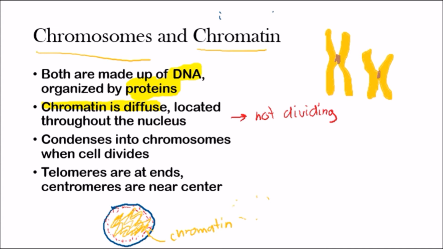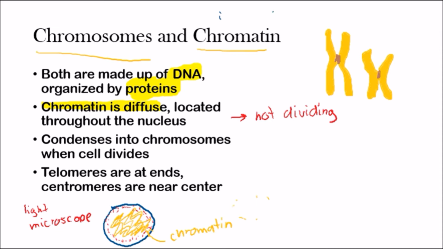Okay, and actually, if we looked at cells under a light microscope, and we were not able to see anything in the nucleus, we would know that the cell is not dividing, because chromatin is so diffuse, you're not going to be able to see anything under a light microscope. Okay, so a test question which might be asked to know that.